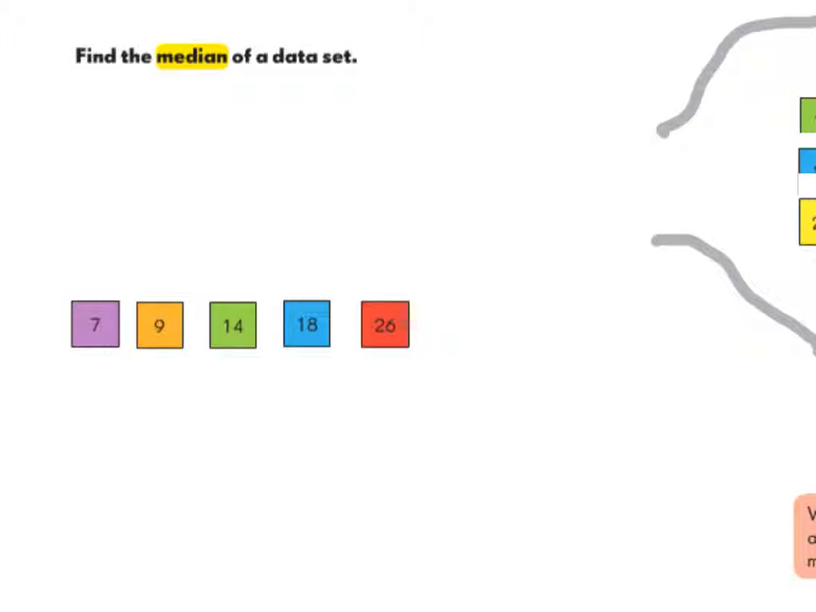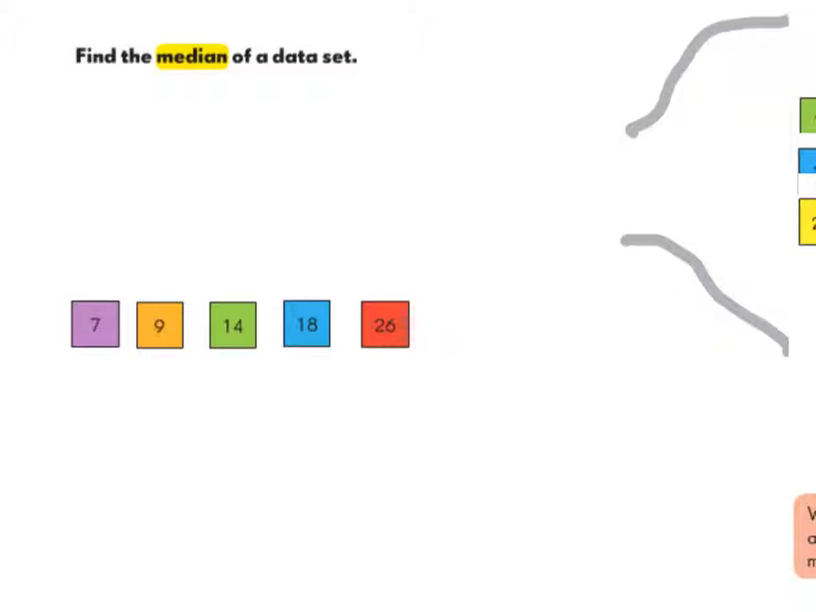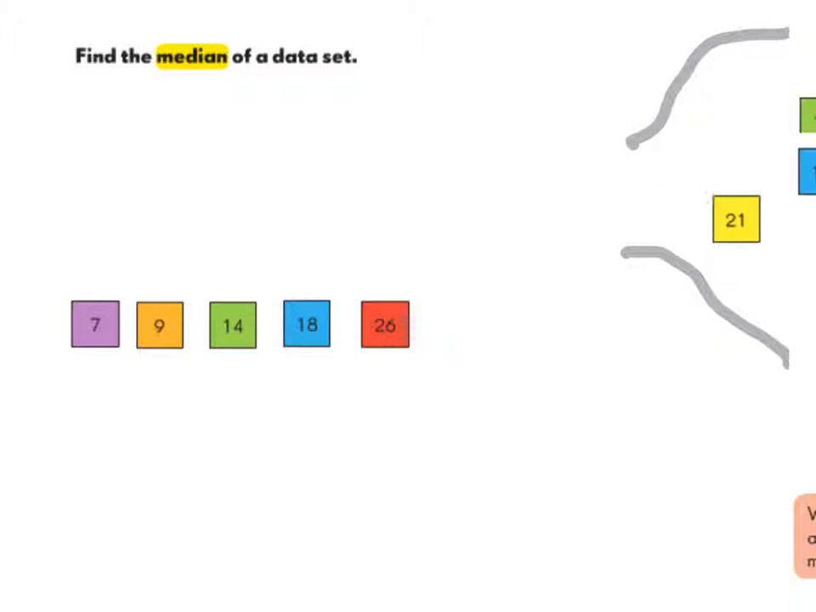So let's imagine that Paul pulls out another number from the bag. So he had 5 numbers, and then he pulls out another number. And this number is 21. So that's one of our pieces of data, so we're going to add it to the list from least to greatest. We put it right there. It goes between 18 and 26. So we have them in order from least to greatest.